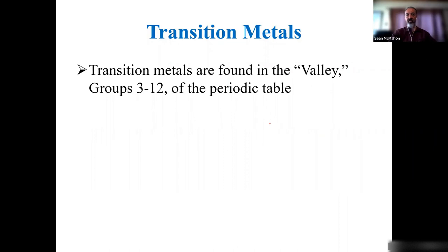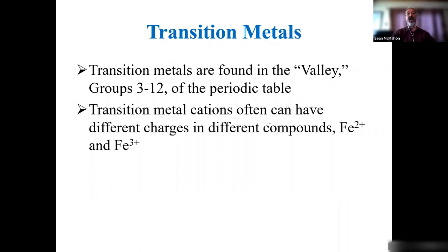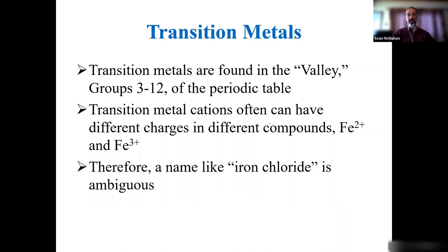So what do I do? Well, first I've got to realize where they are located. In the valley. So here's an example. Iron. They can form a 2+ charge or a 3+. So it could have multiple charges.